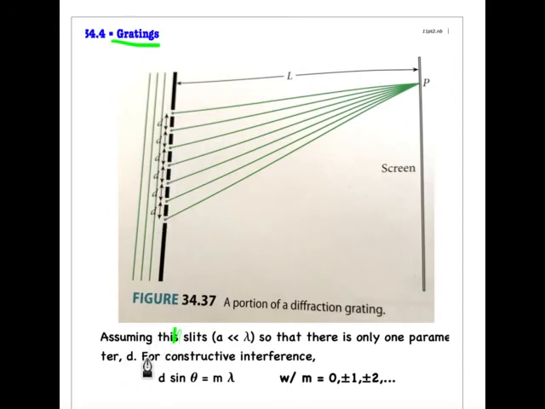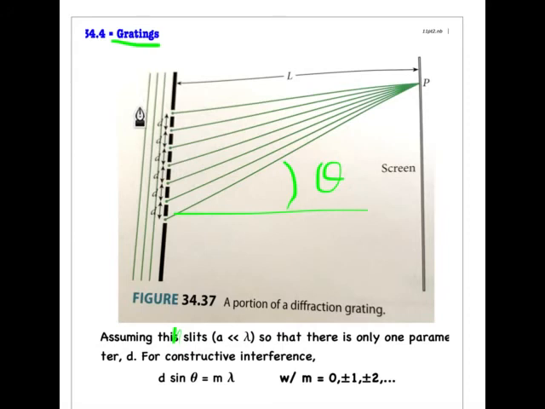And the derivation in the book gives the angle for constructive interference. So this angle, theta, for constructive interference is given by the equation d sine theta is m lambda, where m is an integer, 0, plus minus 1, plus minus 2, and so on. So that's the case of a transmission grating.